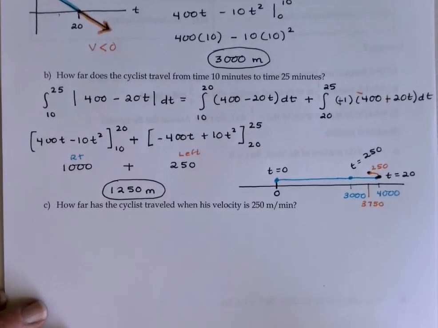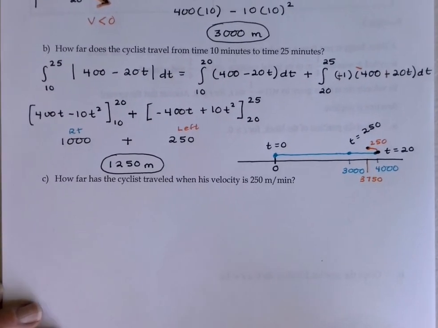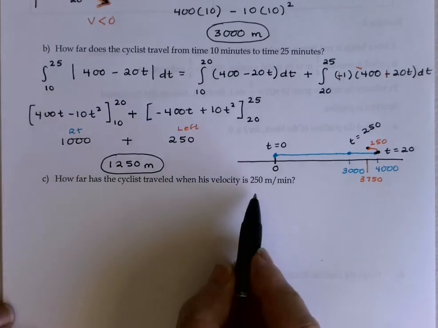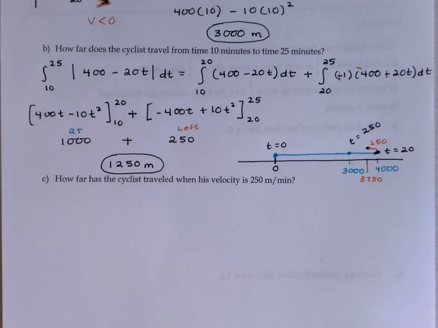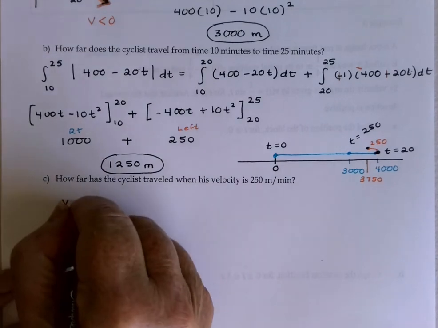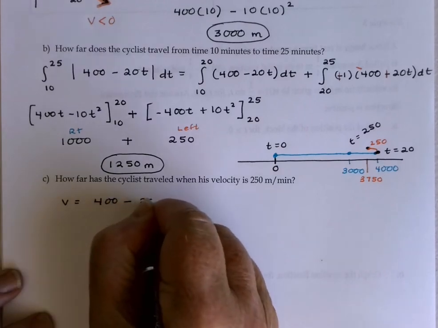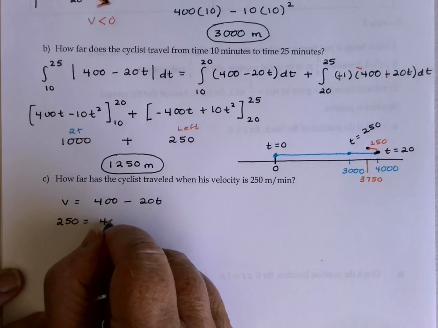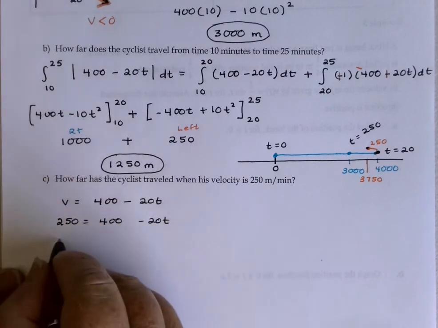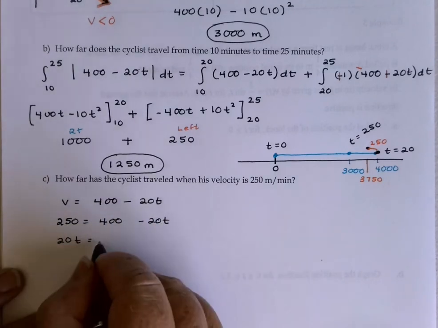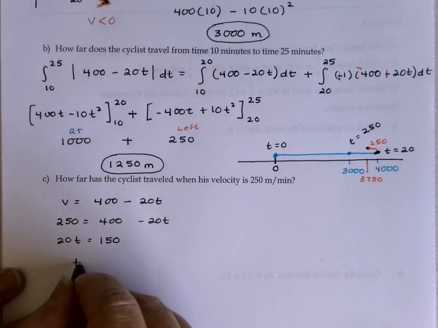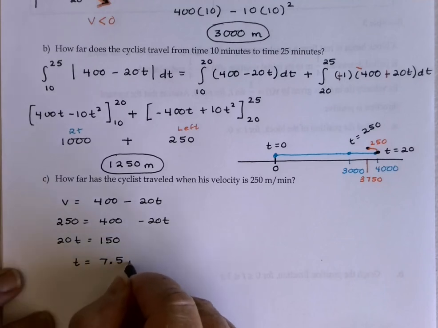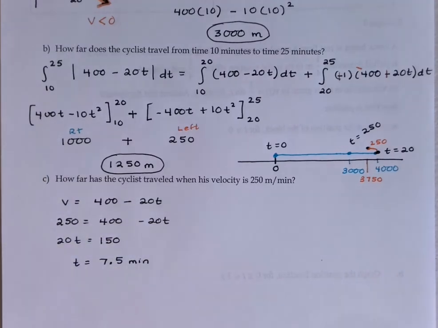All right, our last question here. How far has the cyclist traveled when his velocity is 250 meters per minute? Well, we know the velocity, but we don't yet know the time. So let's go ahead and solve for time in our velocity equation. Remember, velocity was 400 minus 20t. And if I want that velocity to be 250, looks like 20t will be 150, and t is going to be 7.5. So that's the time when the velocity is 250.